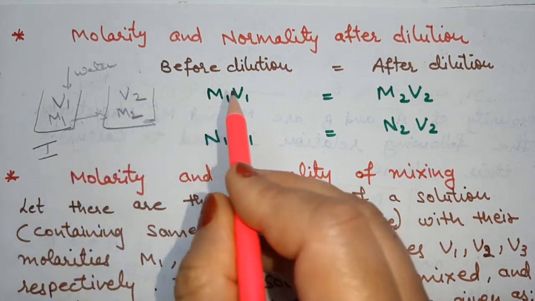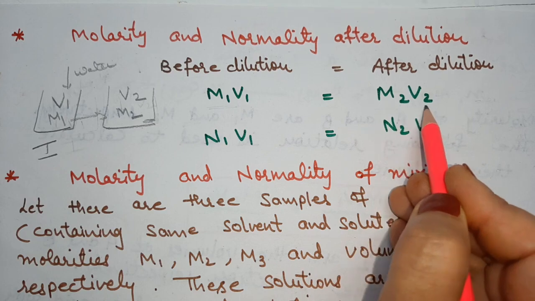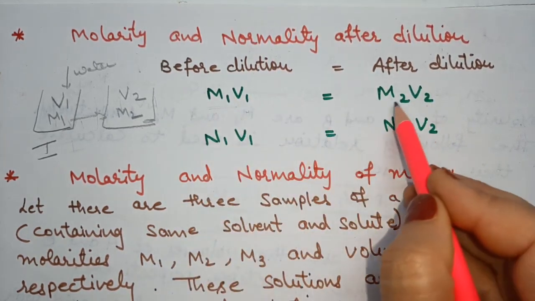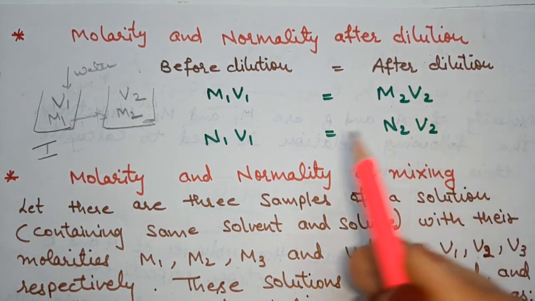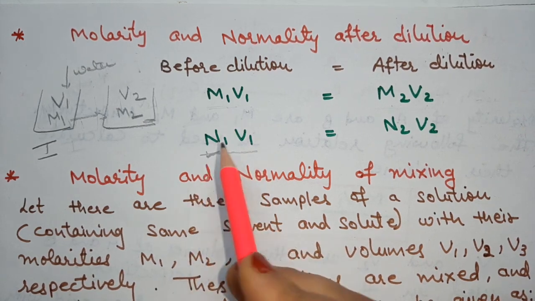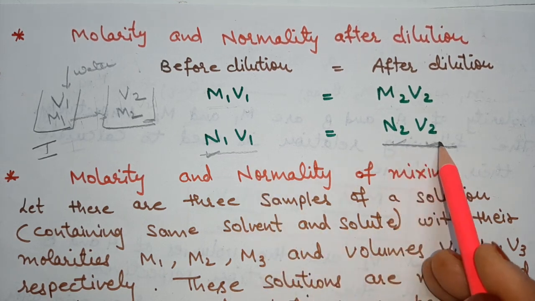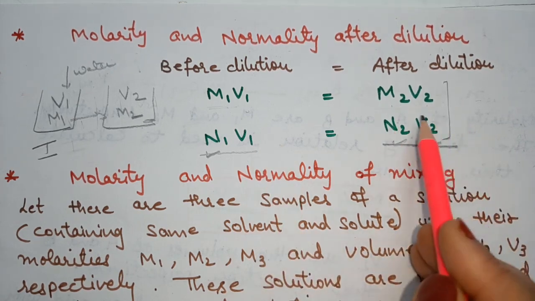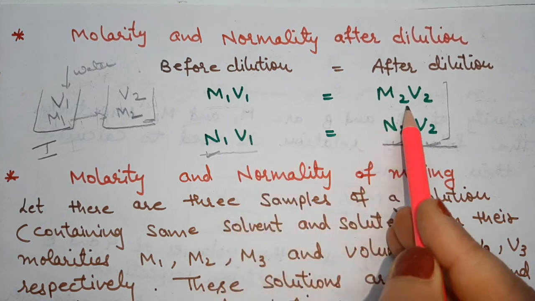So we can equate these two as M1 V1 is equal to M2 V2, where M1 V1 is the molarity and the volume before dilution and M2 V2 is the molarity and volume after dilution. The same is applicable if, instead of molarity, normality is taken: the normality changes to N2 and the volume changes to V2. So these two formulas can be used for calculating any one of these quantities if it is not given.